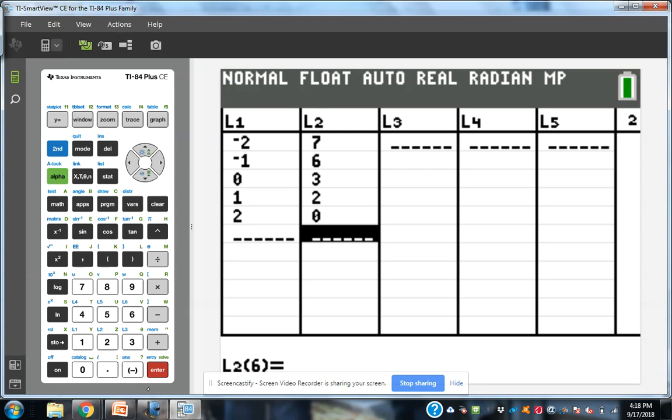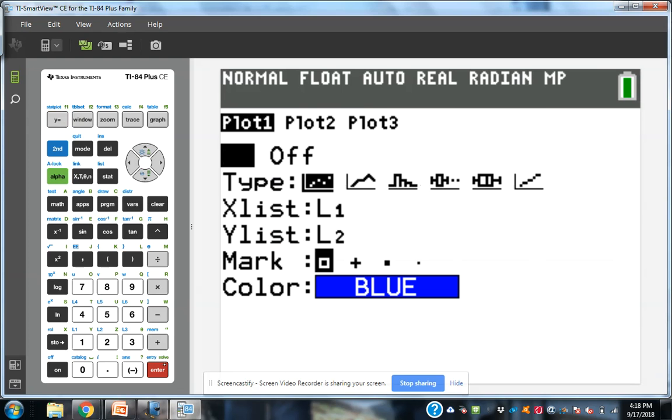Because I've already set up my scatter plot with the settings that I did earlier, second, Y equals, all that's already done. I don't have to do that again. I'm just showing you that it's already done. You don't have to go back and redo that.